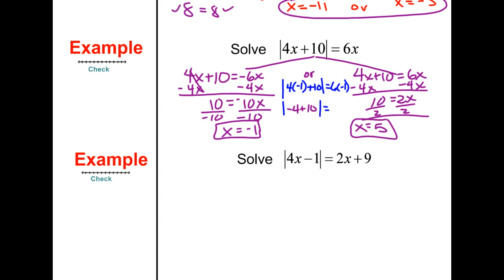The absolute value of that, does it equal negative 6? Well, look, it's a negative number. That number's not going to work, so I immediately know I can cross that out as a solution. This will not be an answer.